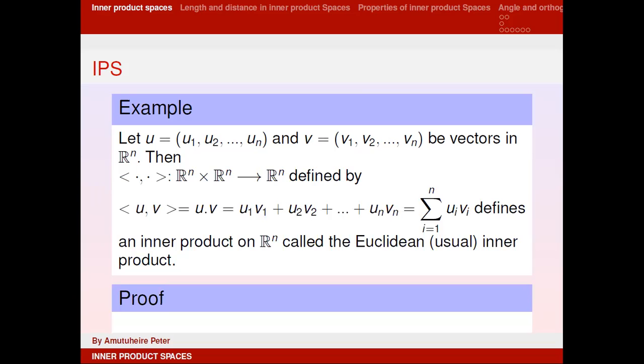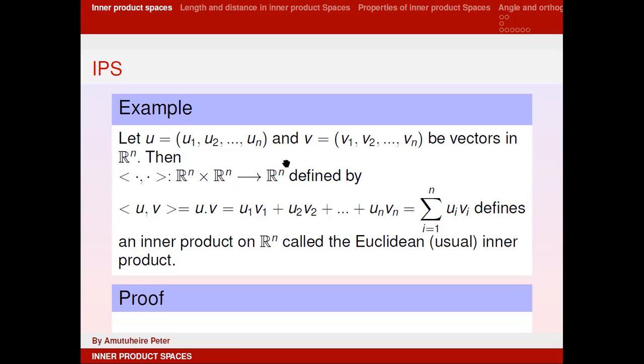So we have an example here. In this example, we are talking about two vectors U being U1, U2 up to Un, then V1 up to Vn. They are vectors in Rn. So our vector space is Rn, and we are defining a function, the inner product of two vectors from Rn. Of course, it picks two vectors, so it is Rn plus Rn, and then it returns R.